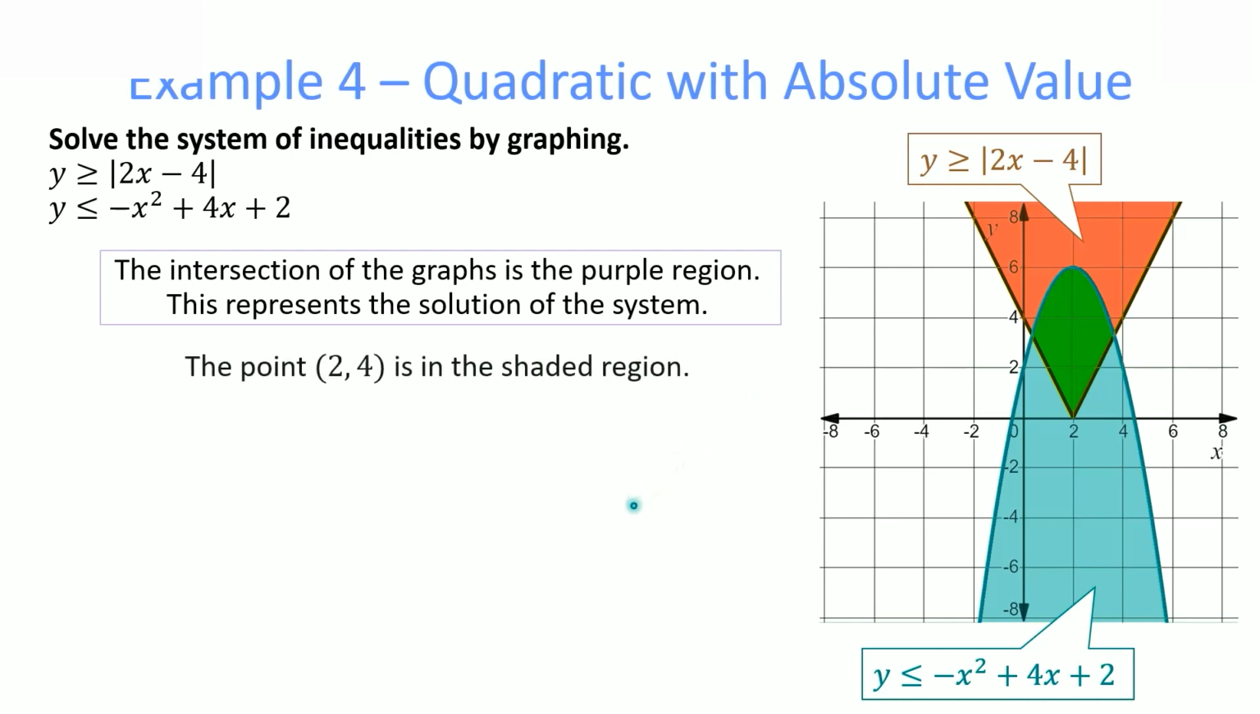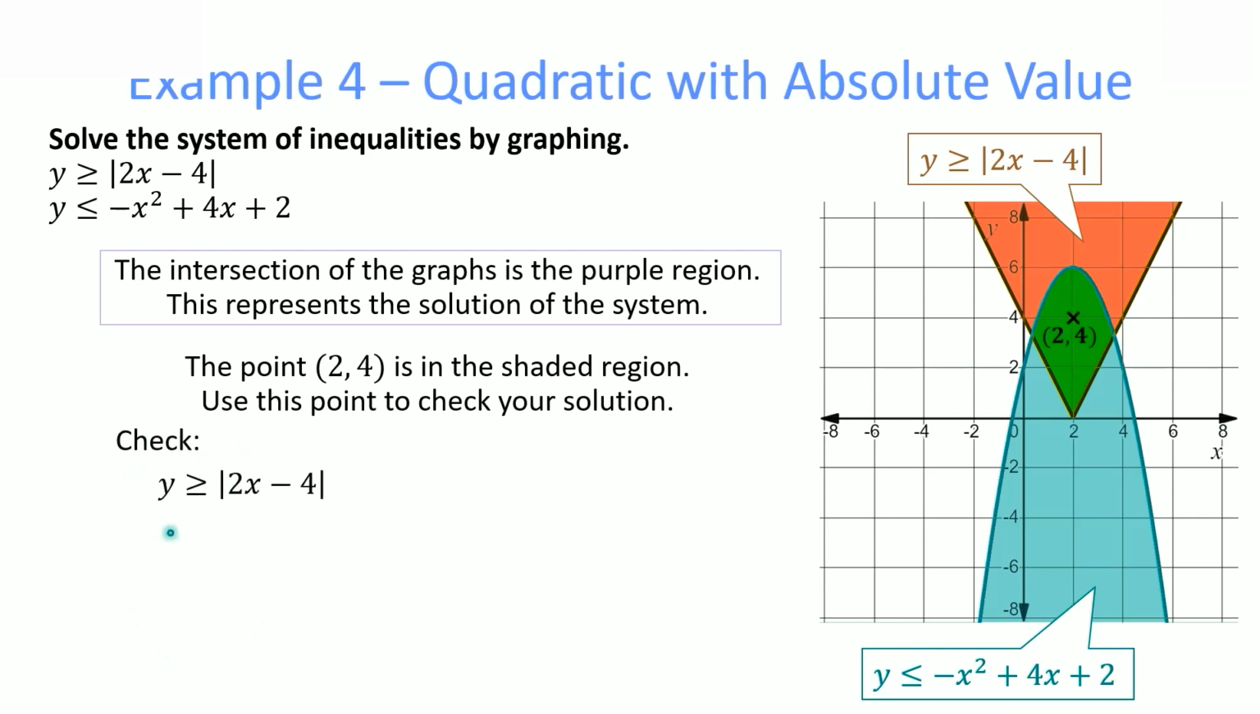Now, like before, we notice that the point 2, 4, among other points, is in the shaded or purple region. So we can use this point to verify our solution. How do you do this? We substitute x equals 2, y equals 4 in each inequality, and we check if it holds. So now we will check. y is bigger or equal to absolute value 2x minus 4. And when x is 2, y is 4, the inequality tells us that 4 is bigger or equal to 0, which is true. So this holds.